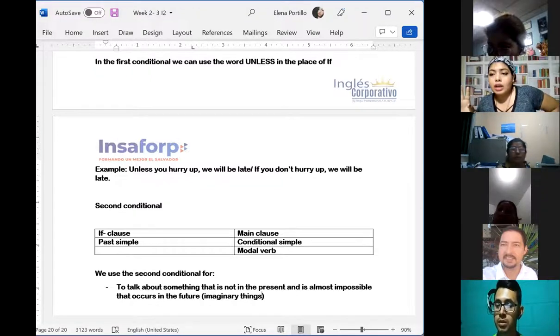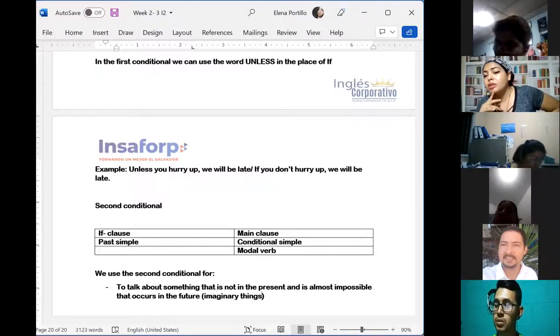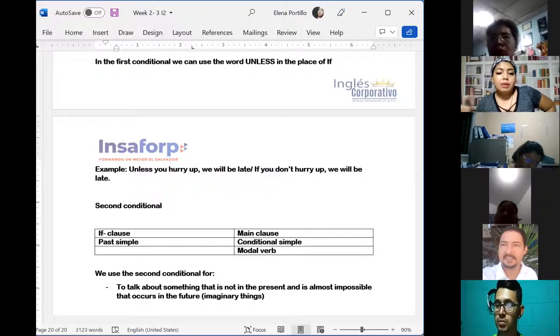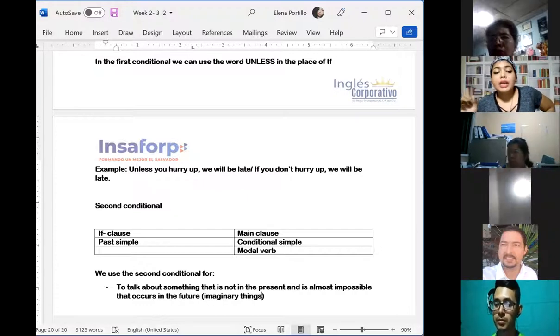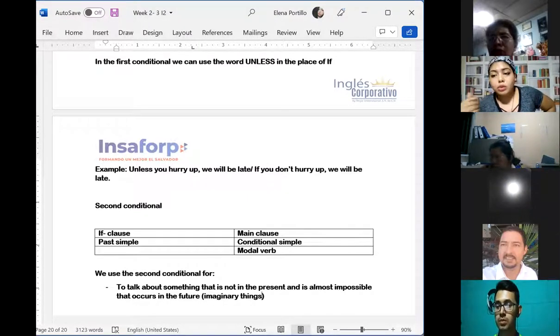Para el condicional o para este tipo de oración, hablábamos que era algo que se podía llegar a cumplir. Pero también estamos hablando de algo que no está en el presente y que es casi imposible de que ocurra en el futuro. En muchos de los casos es algo imaginario.